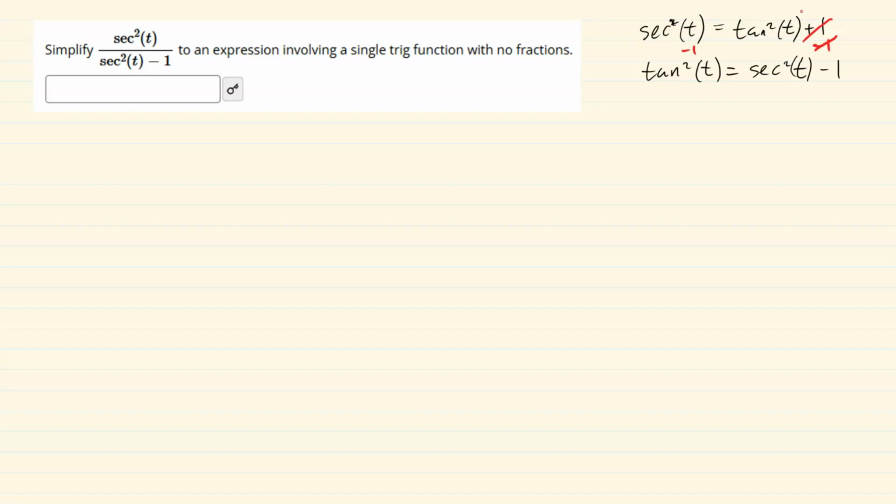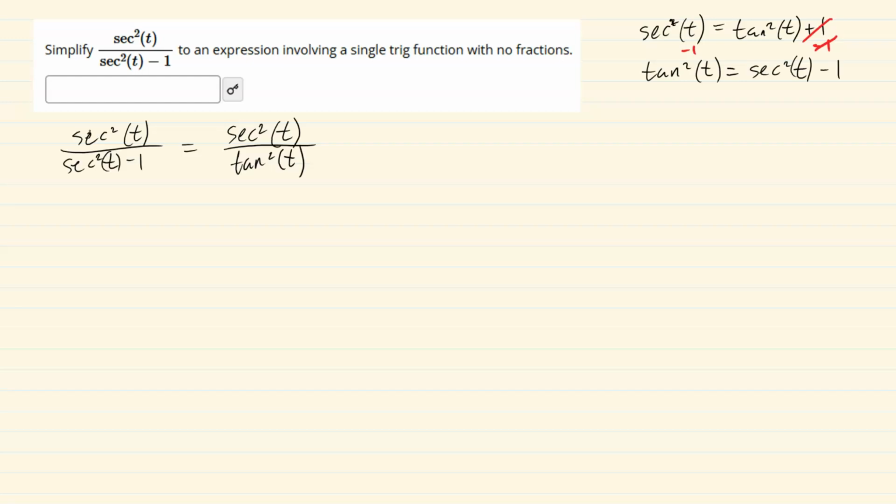Okay? So with this Pythagorean identity, we can simplify this a bit and notice that secant squared of t over secant squared of t minus 1 is equal to secant squared of t over tangent squared of t, just substituting the trig identity that we've just obtained, using the Pythagorean identity.